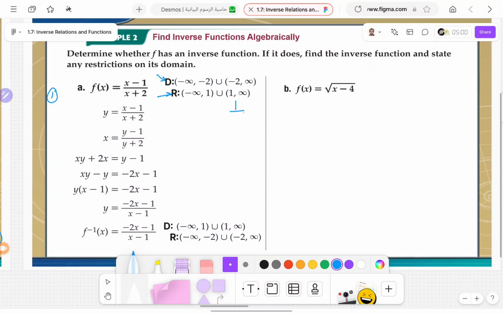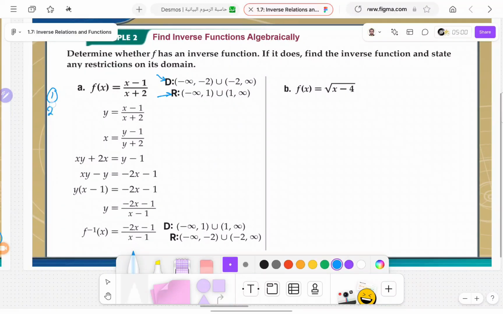And if you remember, what is the graph of the parent function? If we graph it, it's in quadrant 1 and quadrant 3, right? So the function looks like this one here. Now if I apply the horizontal line test, the horizontal line always intersects at only one point. That means this function passes the horizontal line test, and because it passes, now let's go to step 2.